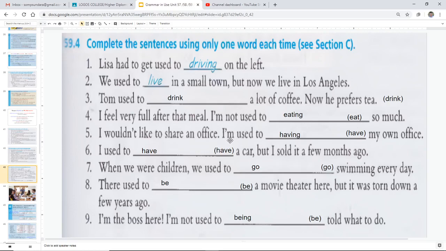Same thing here. There's the verb be. I'm used to having my own office. Number 6, I used to have a car. Right? No verb be. You have to use the base form of the verb, the infinitive. We used to go, right? No verb be. There used to be, and I'm the boss here. I'm not used to being told what to do. Okay. I am, the verb is here. I'm sorry, the verb be. Therefore, to acts as a preposition, and you have to use a gerund after a preposition.